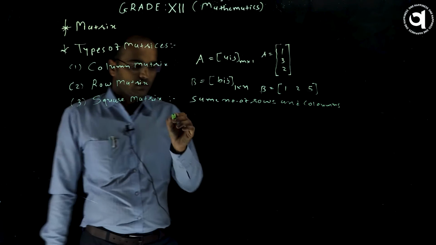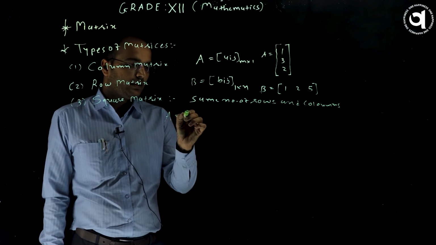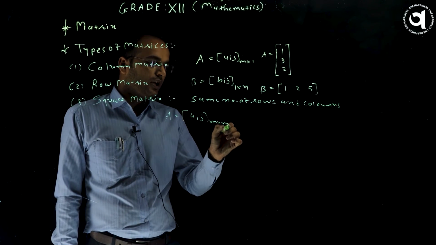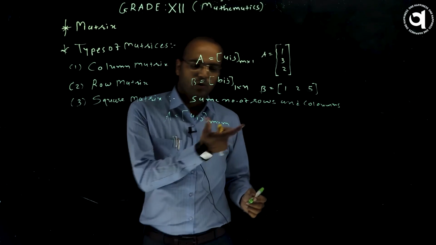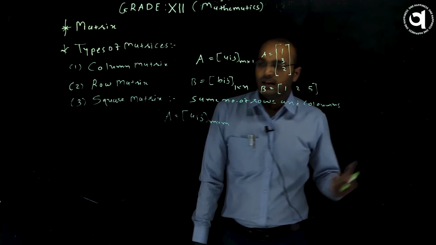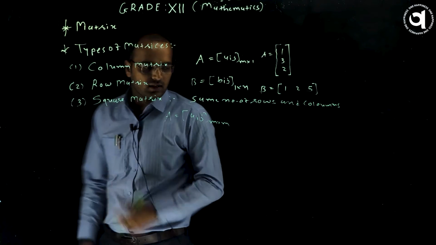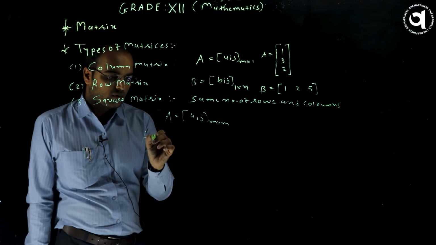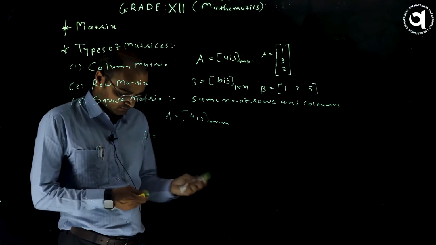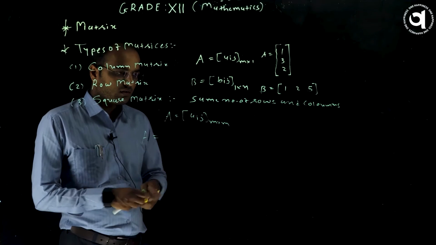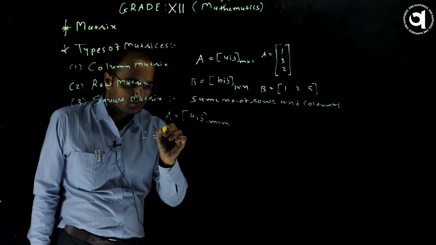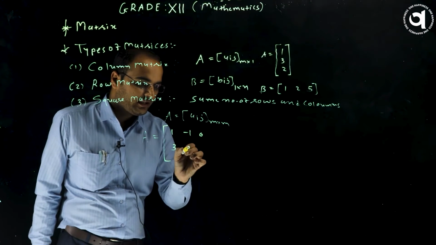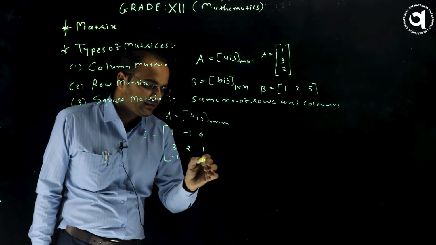Okay, for example, matrix A = [Aij] of order m cross m. In general, Aij is m cross n, where m equals n. We also saw that m equal to n is a square matrix. Take one example of a square matrix. A is equal to [1 -1 0; 3 2 1; -1 1 0].